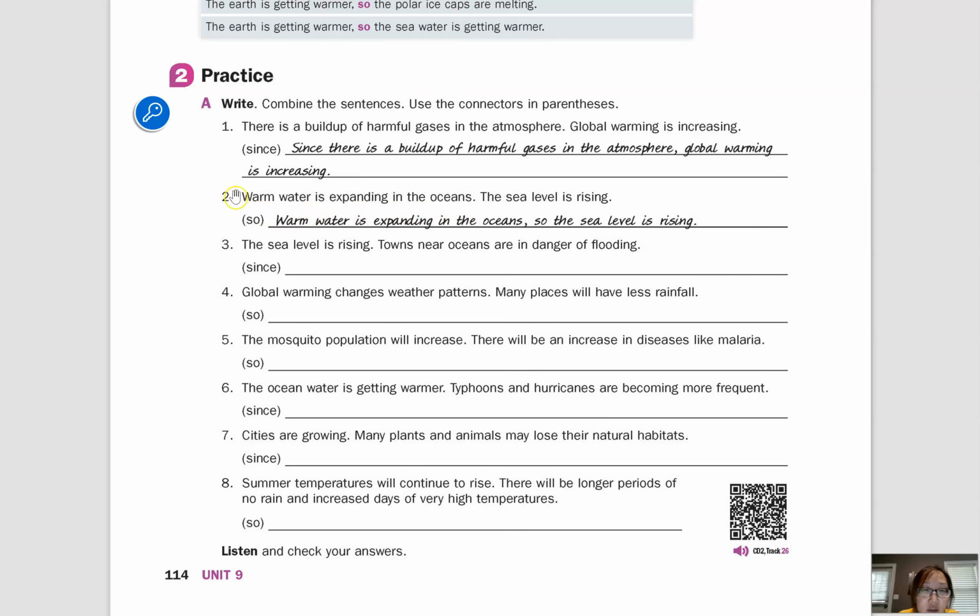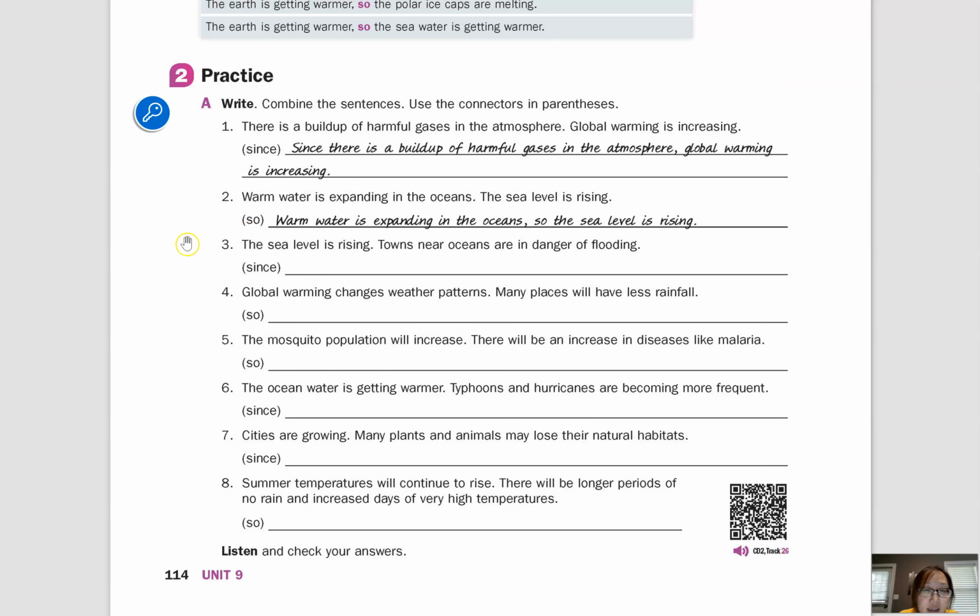So let's look at number 2. Okay, now in this case we need to use a result clause. We have to use so. So it will come at the end of the sentence, and the connector will be in the middle, of course. So we can say, warm water is expanding in the oceans, so the sea level is rising. And as I mentioned, we can switch the result clause to a reason clause, a cause clause. So we can say, since warm water is expanding in the ocean, the sea level is rising. Or we can say the sea level is rising since warm water is expanding in the oceans.